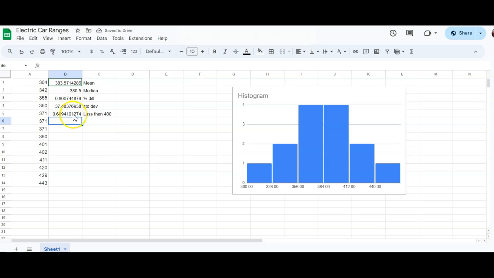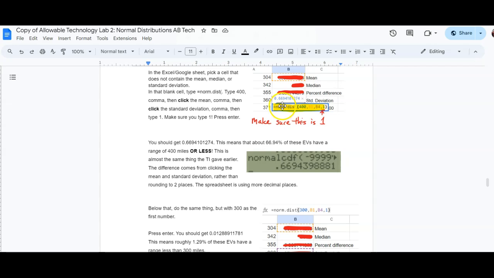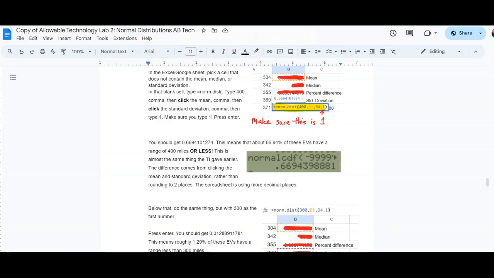0.6694 roughly. All right, what does that mean? That means roughly 66.94% of these electric vehicles have a range of less than 400 miles. It was almost the same thing that we got before with the TI. The only difference being we rounded the mean and standard deviation on the TI, and here we clicked these cells. You see it has way more decimal places than 2 decimal places. So that's why we're getting a little bit of a discrepancy. But to a couple decimal places, it matches up.